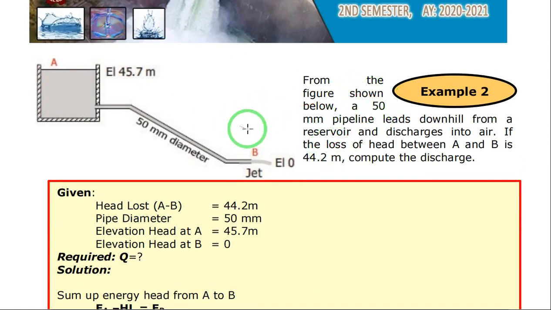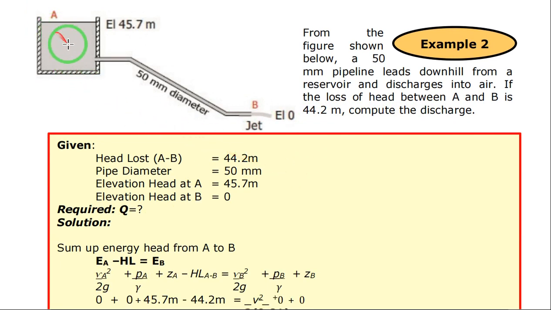From the figure shown, a 50 millimeter pipeline leads downhill from a reservoir and discharges into air. So you have this as your reservoir with an elevation of 45.7 meters. So your pipe, with 50 mm diameter, reaches point B, wherein the elevation of point B is equal to 0. If the loss of head between A and B is 44.2 meters, compute for the discharge. So what is unknown will be the discharge. So we have the head loss from point A to point B. Then we have the pipe diameter, we have the elevation given, so the required will be the discharge.